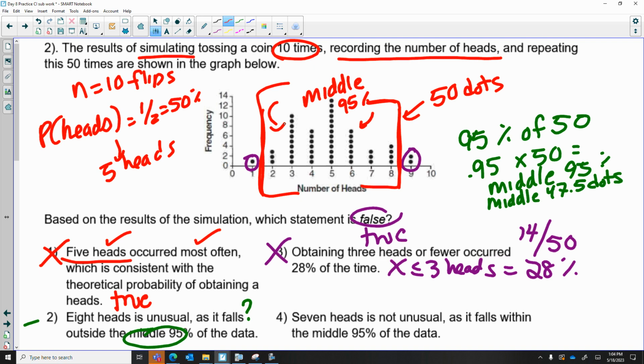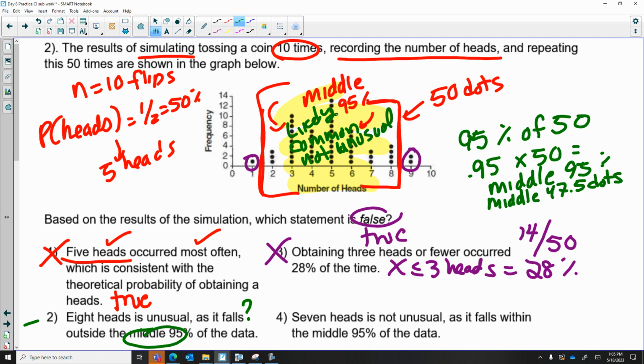Anything in that middle chunk is common. Another name for it is not unusual. It is likely to occur.